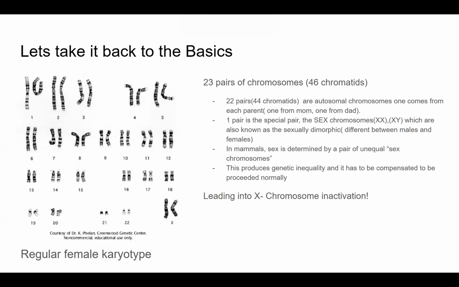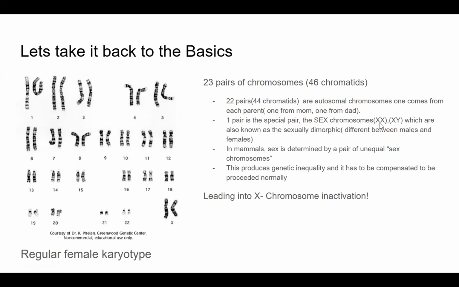But before we do, let's take it back to the basics, back to genetics 101. Let's look at a regular female karyotype that's on your left side. As you can see, there are 23 pairs of chromosomes altogether, but only 22 of them are autosomal chromosomes, and each chromatid comes from each parent. So one from mom, one from dad, one from mom, one from dad, and etc. But today we are going to be focusing on this special pair down here in the bottom right, which is the sex chromosome.